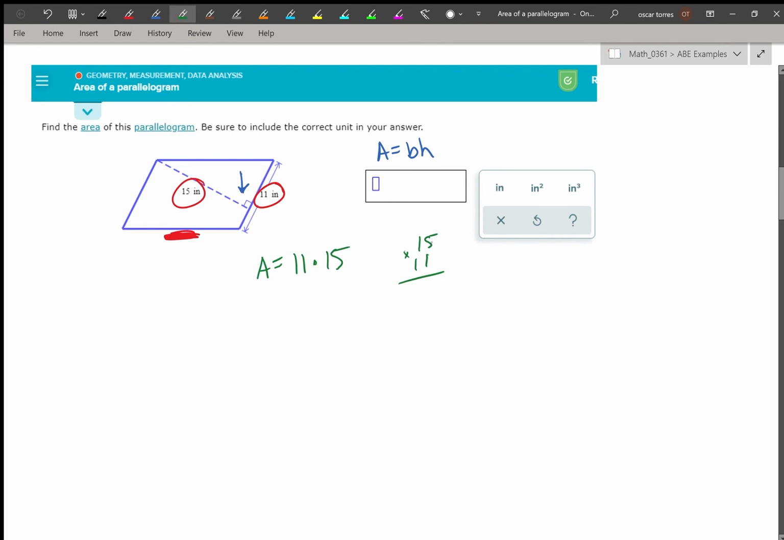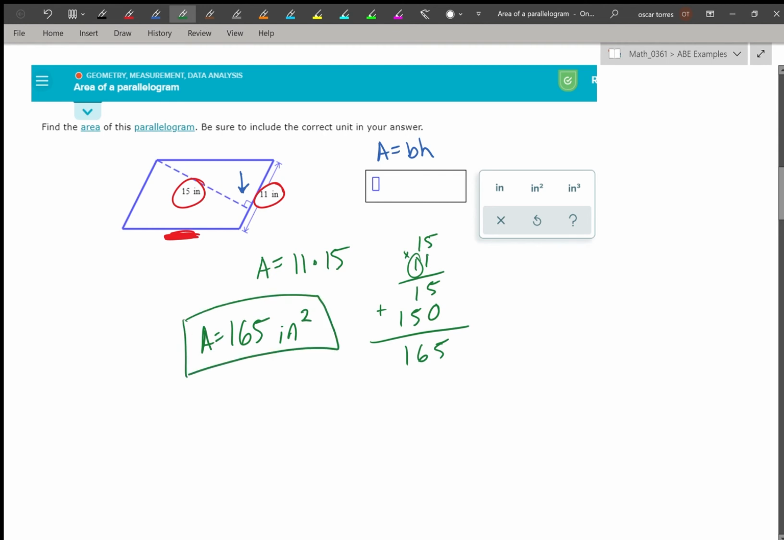And 11 times 15, we can take 1 and multiply it by 5. That gives me 5. 1 times 1 is 1. When we move on to this one, we put a 0 and then we multiply it out. 1 times 5 is 5. 1 times 1 is 1. We add these together to get our final answer of 165. So my final answer is that the area is equal to 165 inches squared, because again, we're really taking inches, 11 inches, and multiplying by 15 inches. Inches times inches ends up giving us this inches squared in our final answer.